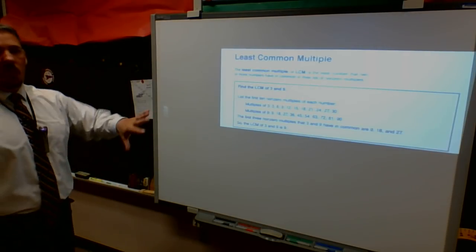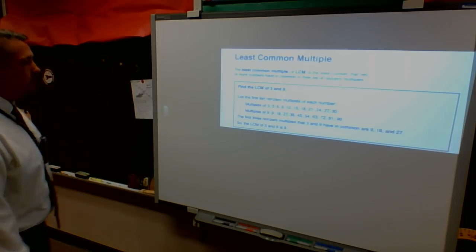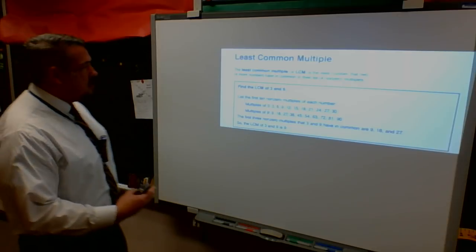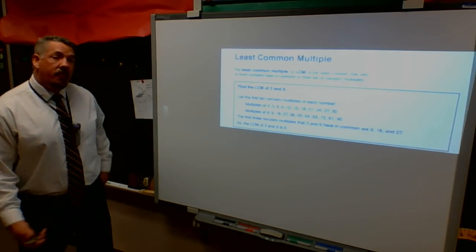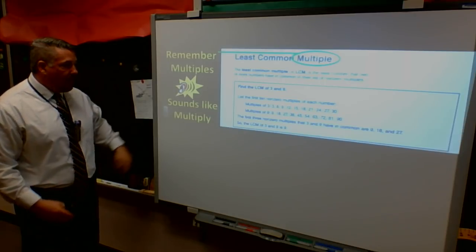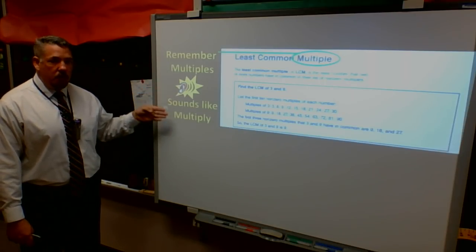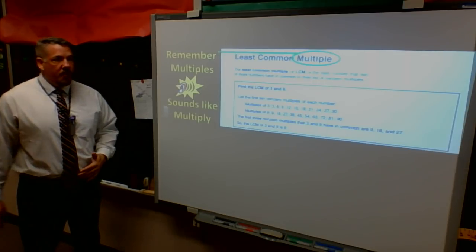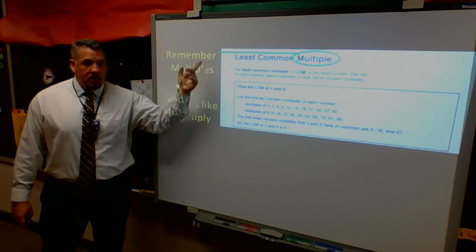So then we switch gears. Just the opposite of the GCF, we have our least common multiple. So we have to know what those words mean. First thing, multiples sounds like multiply. I'm doing my multiplication problems in order to find the least common.